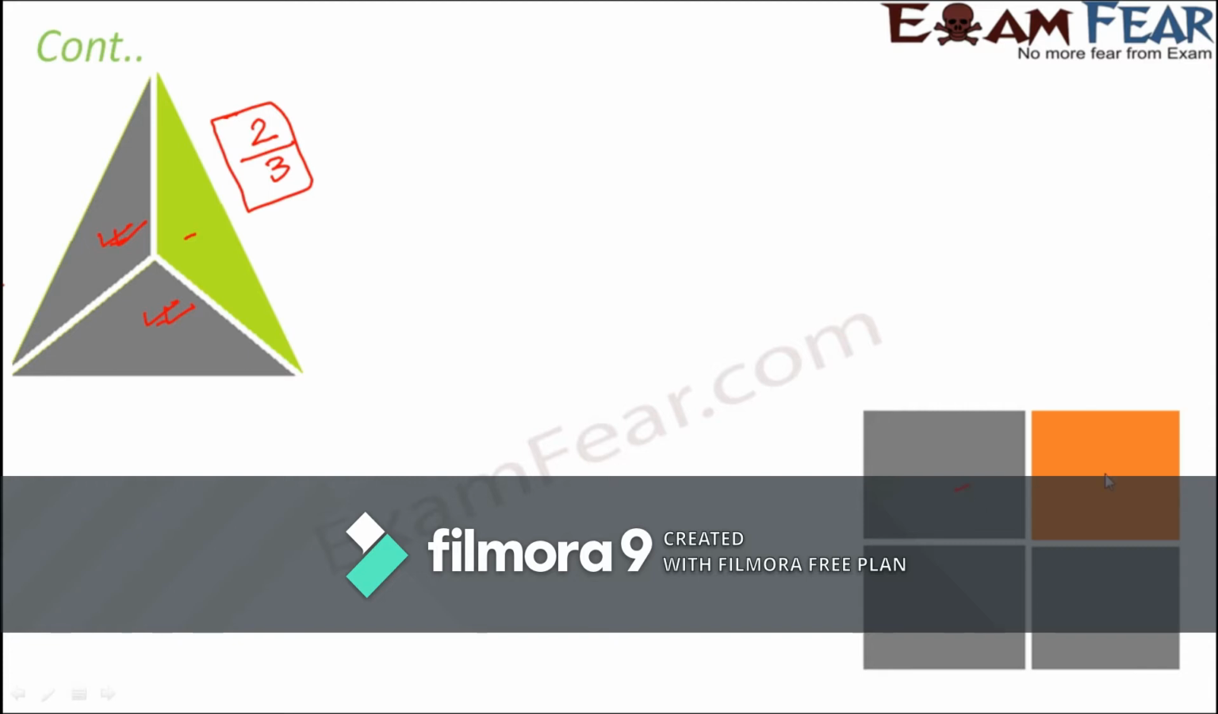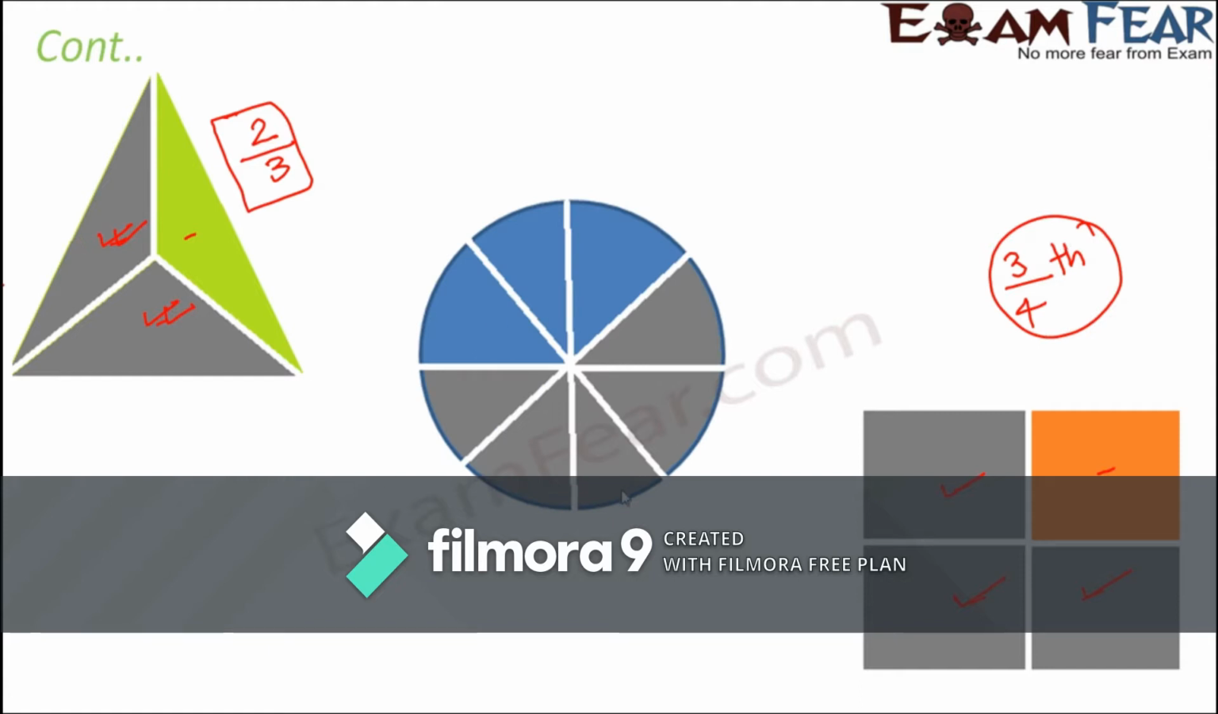Look at this rectangle. It has 4 equal parts. How many are shaded? 1, 2, 3. So 3 out of 4, because it has 4 equal parts, and out of 4, 3 are shaded. So we say that 3/4 of the rectangle is shaded. Look at this circle. Now here how many are shaded? 1, 2, 3, 4, 5. 5 are shaded. Out of how many? Out of 1, 2, 3, 4, 5, 6, 7, 8. So 5/8 of the circle is shaded.